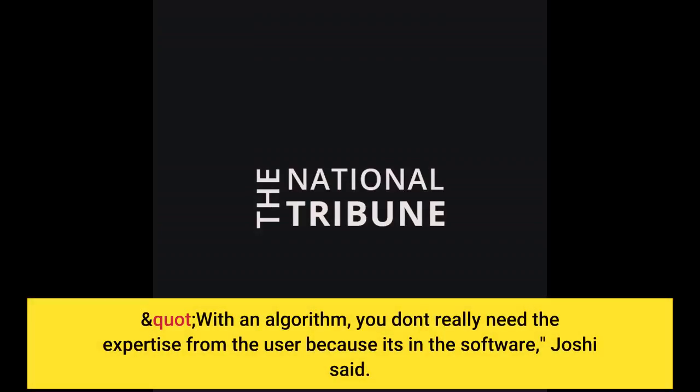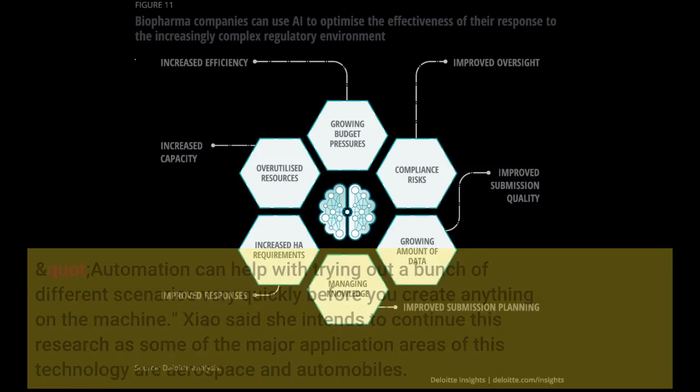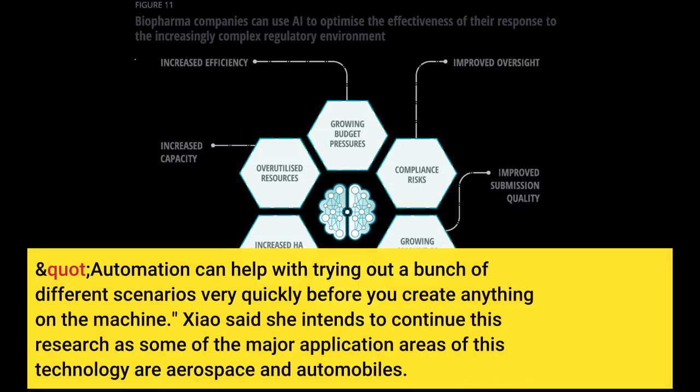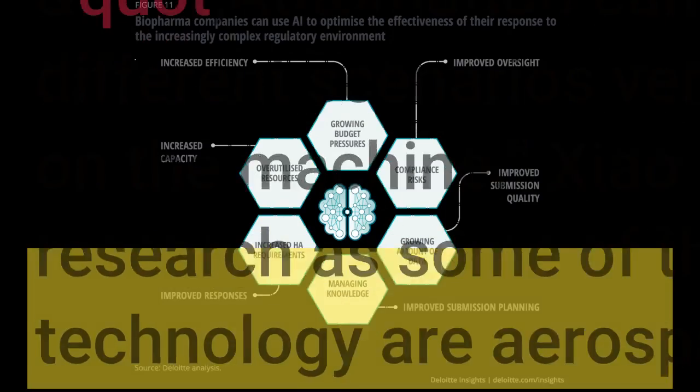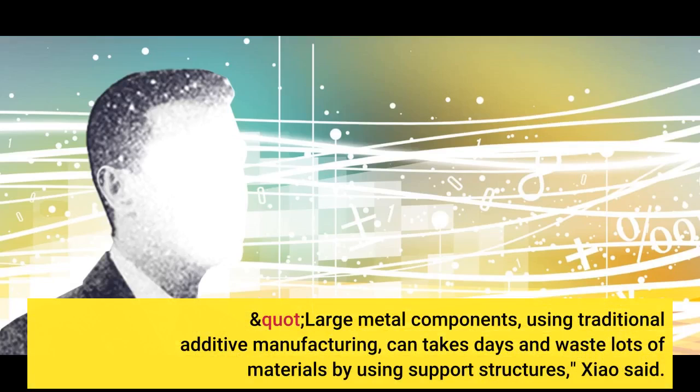"With an algorithm, you don't really need the expertise from the user because it's in the software," Joshi said. "Automation can help with trying out a bunch of different scenarios very quickly before you create anything on the machine." Seo said she intends to continue this research as some of the major application areas of this technology are aerospace and automobiles. Large metal components, using traditional additive manufacturing, can take days and waste lots of materials by using support structures, Seo said.